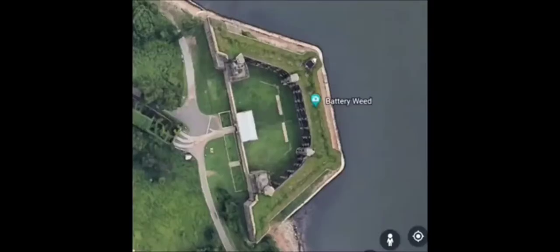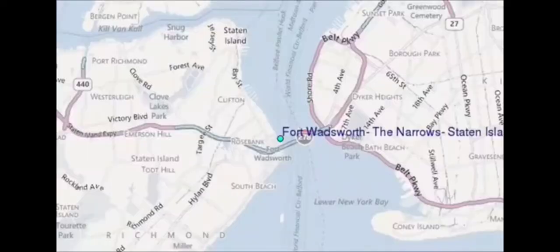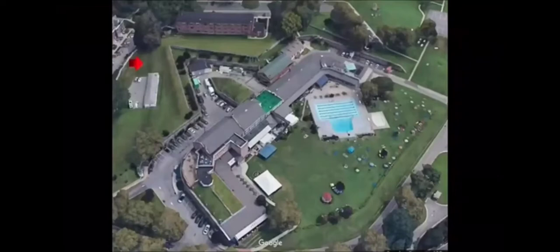Fort Wadsworth, also known as Battery Weed, is located next to the Staten Island side of the Verrazano Narrows Bridge, at the Narrows between the lower and upper New York bays, and Fort Hamilton is at the base of the Brooklyn side of the Verrazano Narrows Bridge.